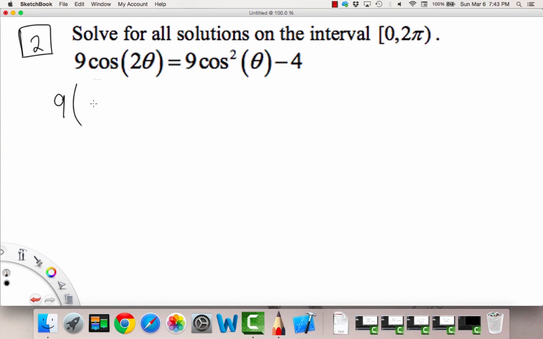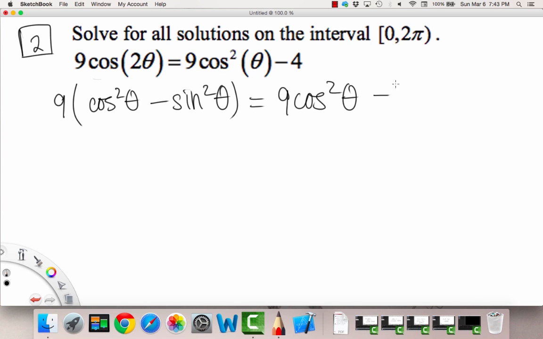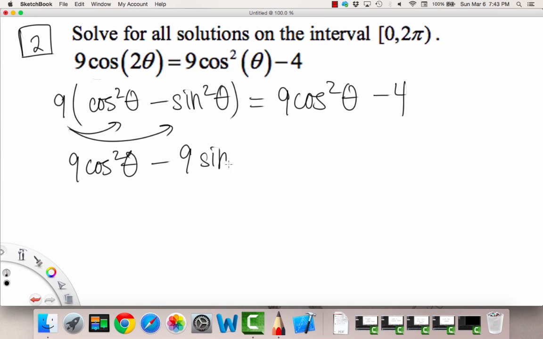On this one, I'm going to use the cosine squared theta minus sine squared theta version, because on the right-hand side we have this 9 times cosine squared theta, which, when we distribute that 9 in, we'll see that exact same thing occur on the left side as well. So we obtain something like this, where we have 9 times cosine squared theta on both sides. So that means we can subtract that away. Those guys just go away, which is really nice.